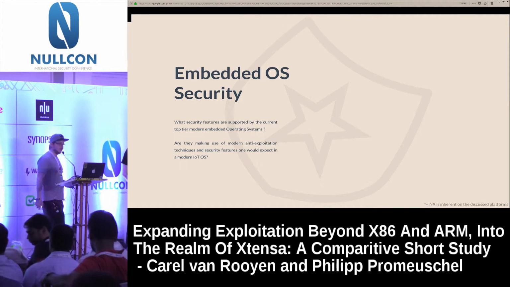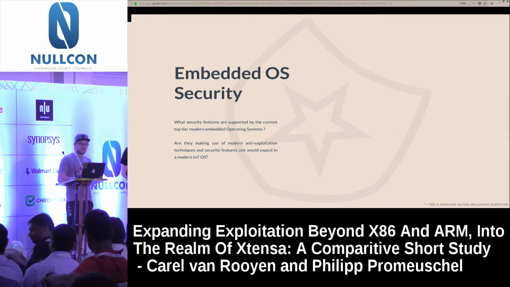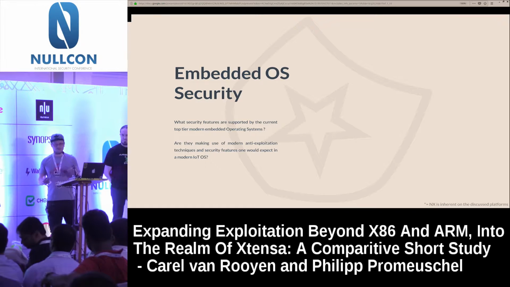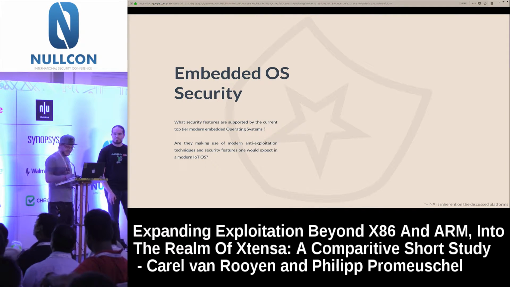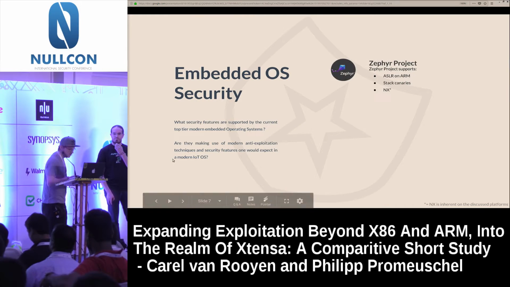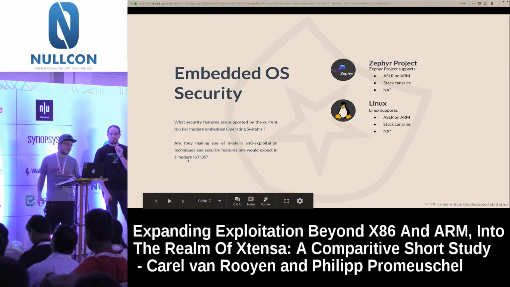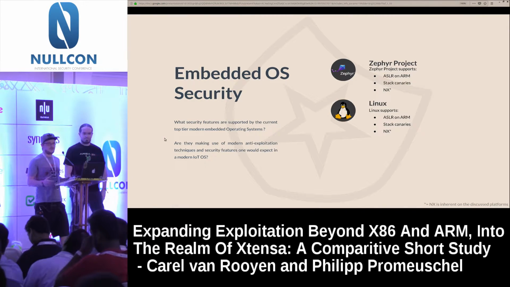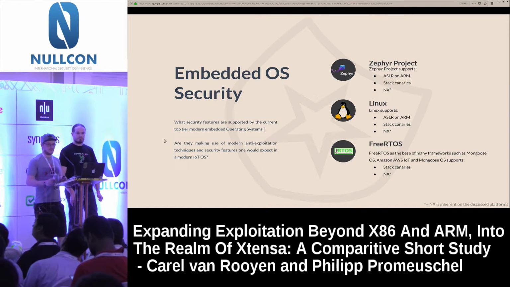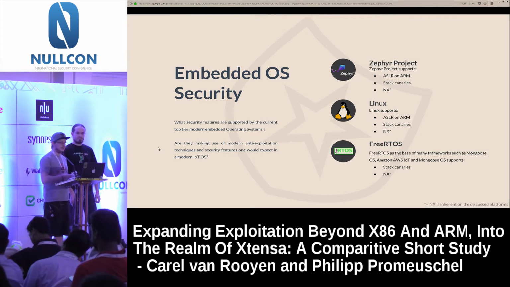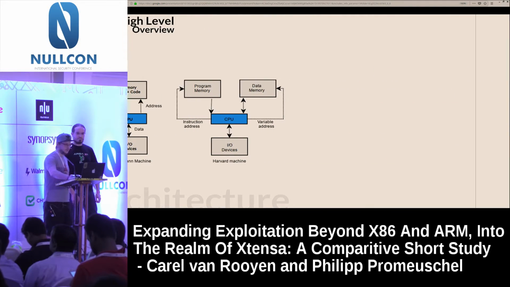So, on this slide, we have a quick overview of some embedded operating systems and what security features they offer. They are all pretty much similar, and we start with Zephyr OS and Linux. They both mostly support the same security features, and we can see that ASLR is only supported on ARM. So right now, no one has implemented any ASLR for Xtensa. There is some work on this done by Jos Wetzels, but not yet.